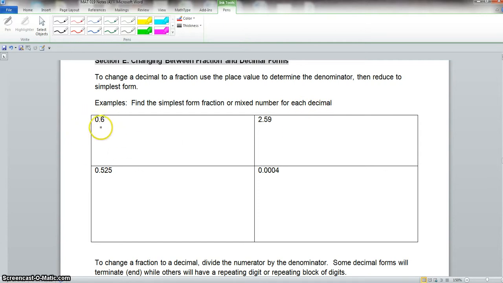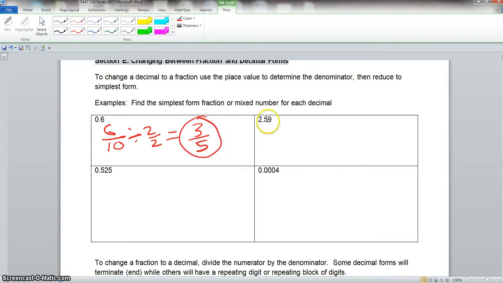Okay, so now we want to change this to a fraction. So we have 0.6. This 6 is considered to be in the tenths place, so this will be 6 over 10. Now we simplify this. 6 and 10 both have 2 in common, and that would give us 3/5.